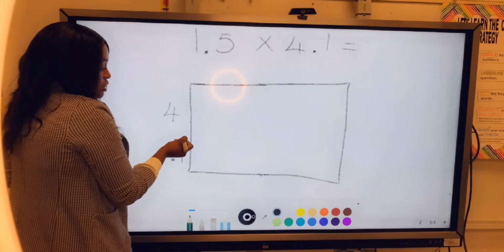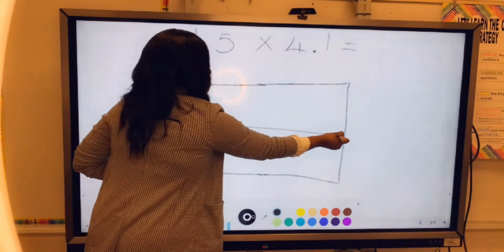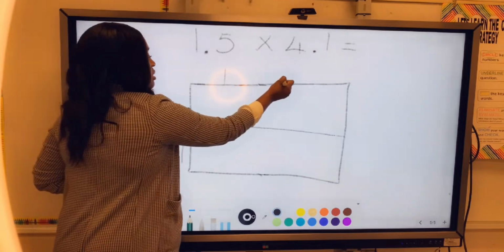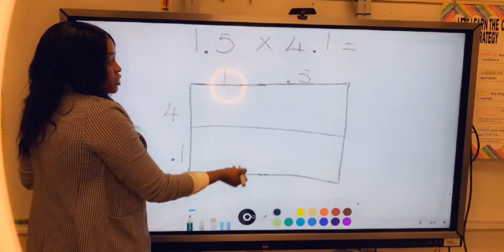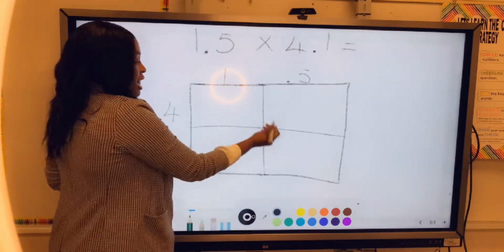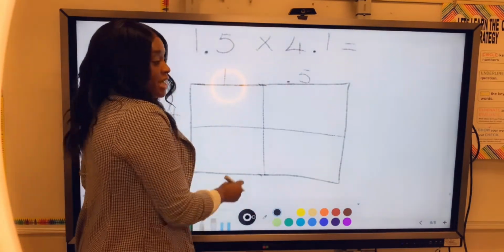We have 2 digits here, so we're going to divide this box into 2 rows. Then for the top, we have 1 and 5/10. Again, we have 2 digits here, so we divide our box into 2 columns. And here we have 4 cells that we're going to use to multiply. Let's go ahead and fill our cells in.